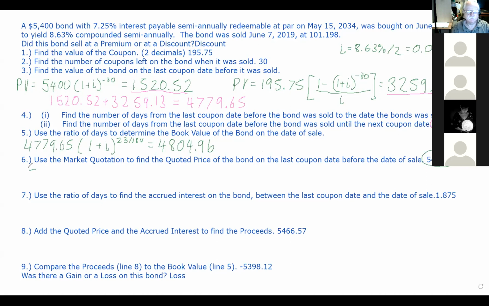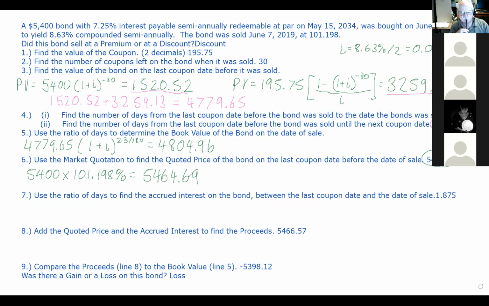We took the 5400 times the market quotation of 101.198%. And that should give us the answer you got. Let's make sure it does. 101.198% times 5400. And that does indeed give us 5464.69.